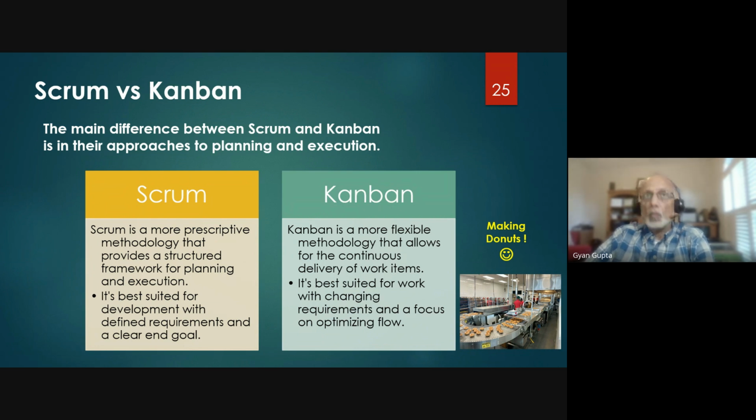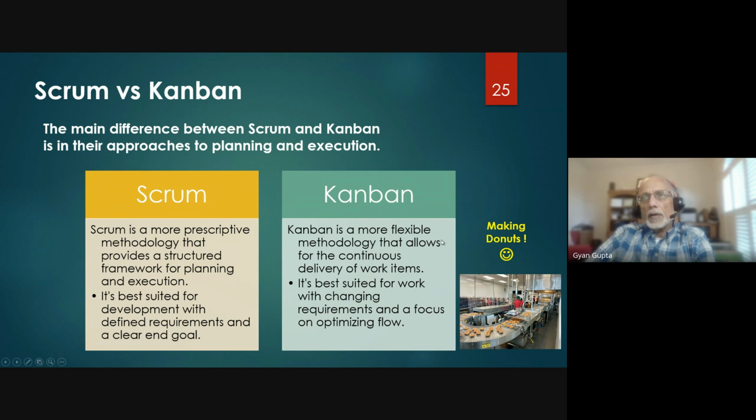That works really well. Now Kanban, on the other hand, is a very flexible methodology, right? What it targets is a continuous flow of work and delivery. It's really best suited for unplanned work. And we'll talk more about it, which is service desk or help desk. So help desks typically use Kanban boards rather than Scrum.